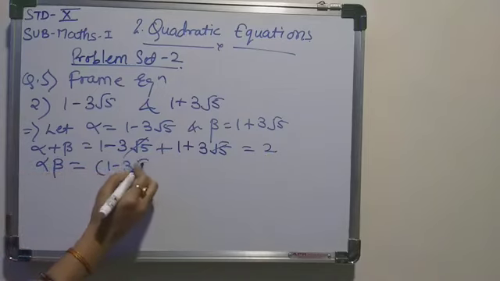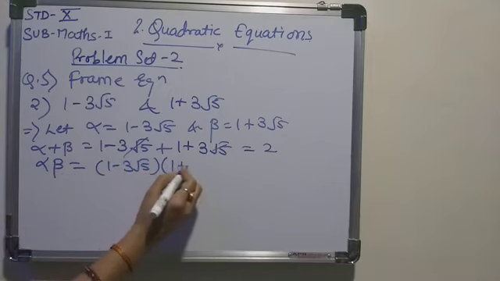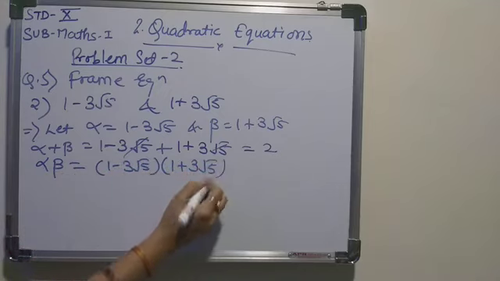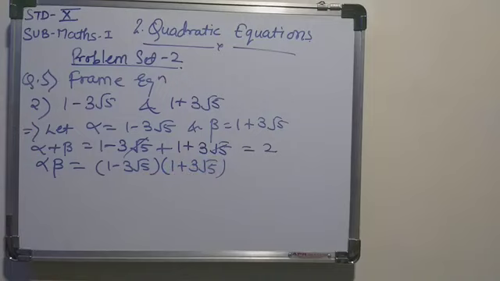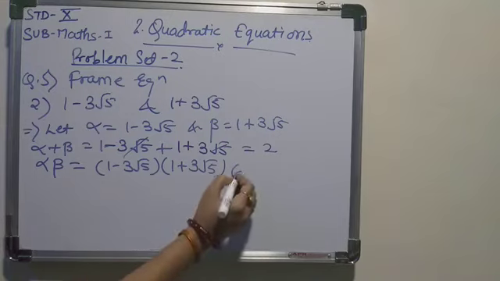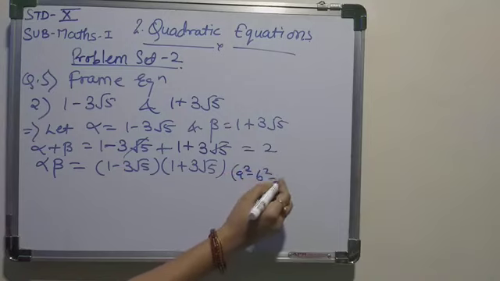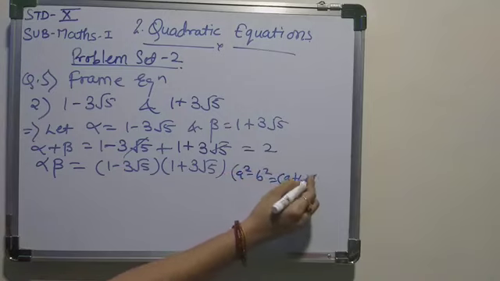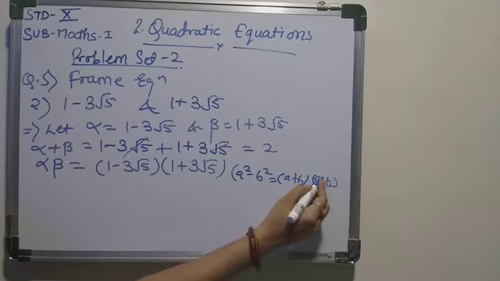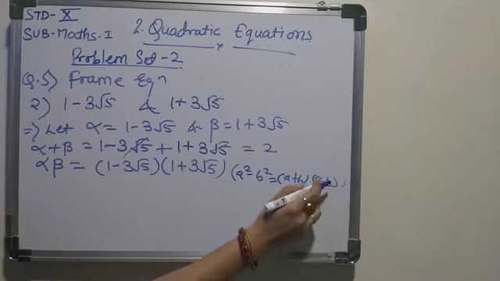1 minus 3 under root 5 into 1 plus 3 under root 5. Now this is in the form of a minus b into a plus b, and this is the identity a square minus b square is equal to a plus b into a minus b. So we are going to use that identity. So you will get a minus b.